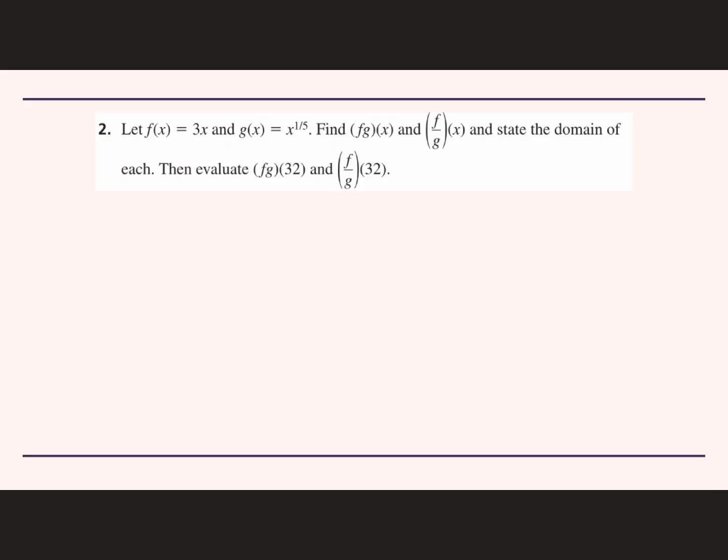So this next question is asking us for a lot of different things here. We have to find f times g of x. So this will be the first thing. I'm going to stick with the multiplication part first. Then f times g of 32 will be the second thing I'm going to find. And then the third thing will be the domain of f times g. And then we'll worry about the dividing. So let's find the multiplication parts first.